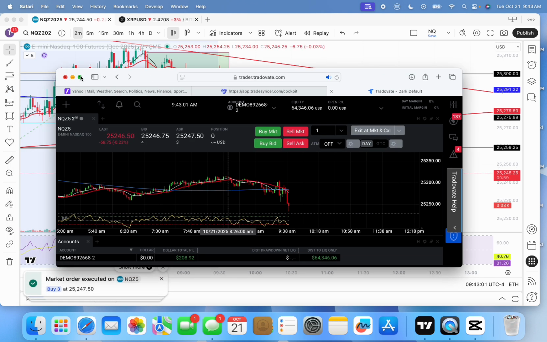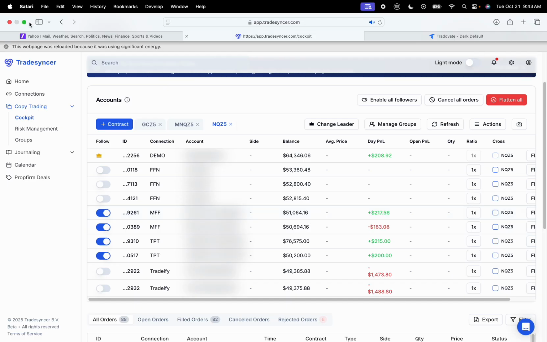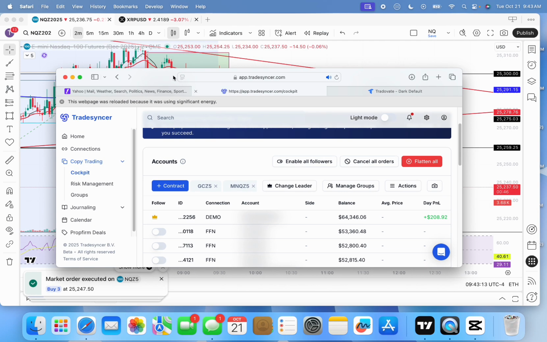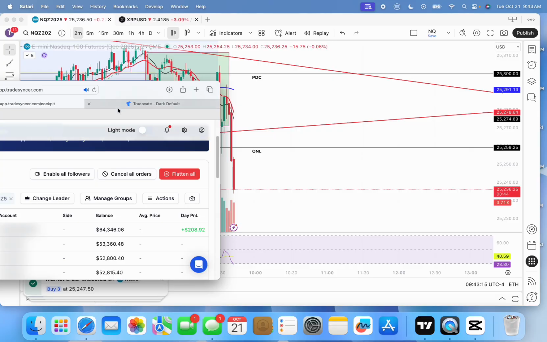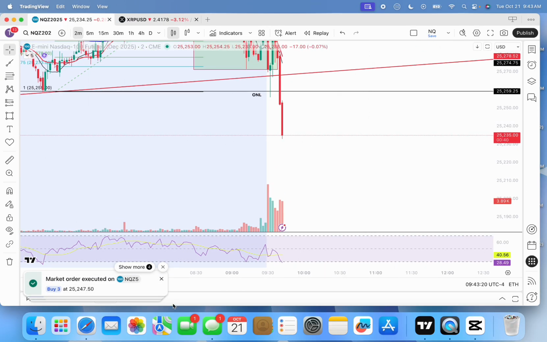Oh, I know I can only go 2 contracts on these until I hit, I think, $1,500, and then I can scale up to 3 contracts. So I got that notification there. Oh, look, we're filling off big time.